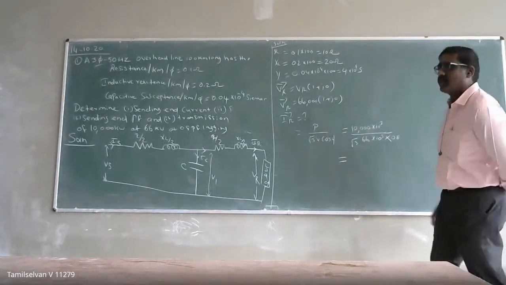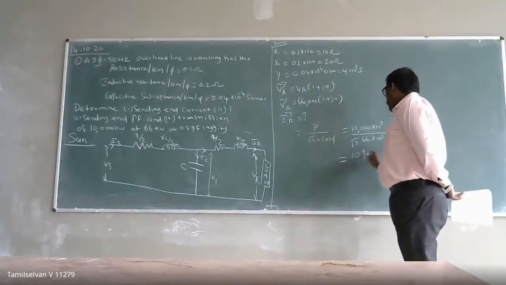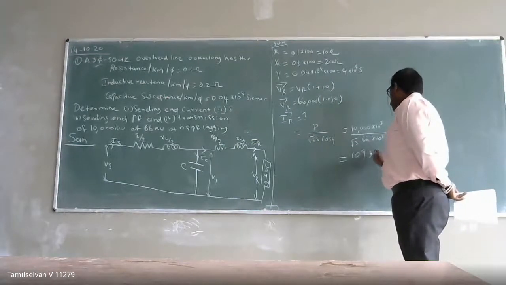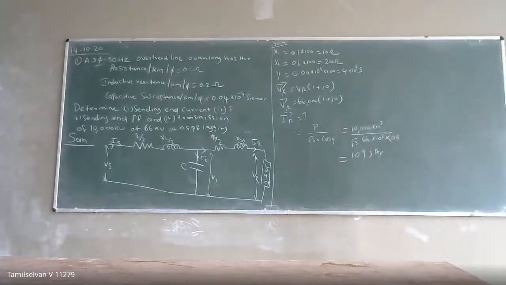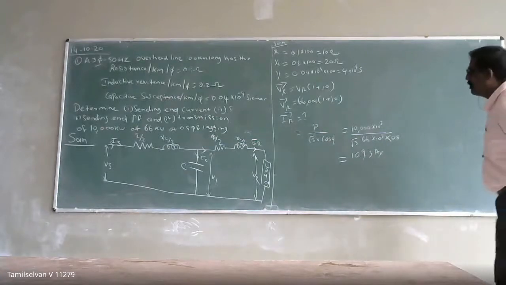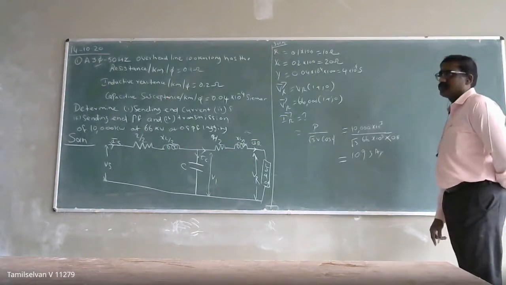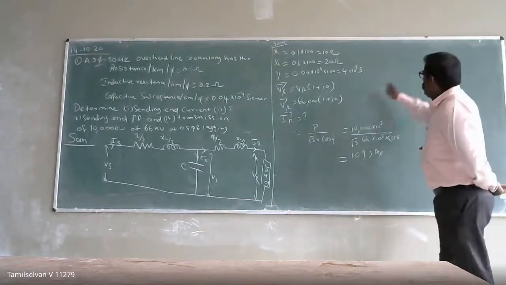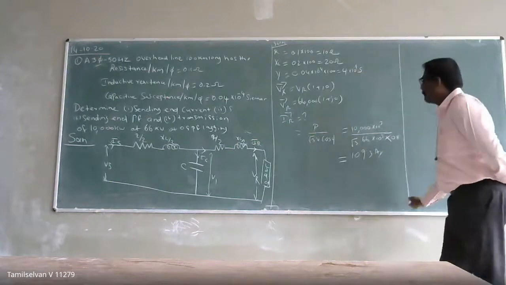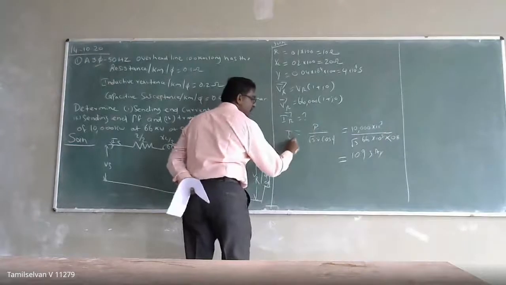109.3 ampere. So this is your current. Now we got the current, but this is the IR current, and we need an IR vector.